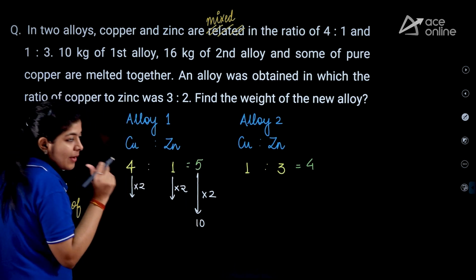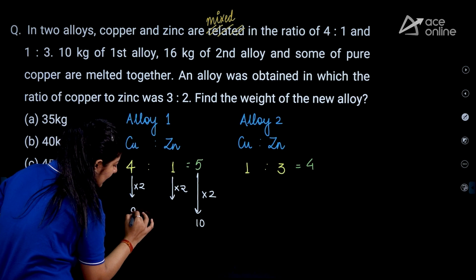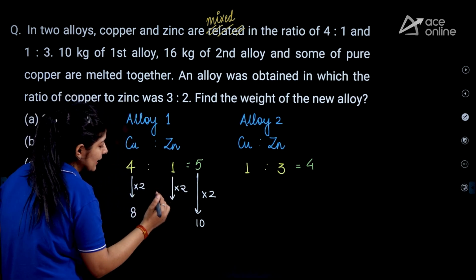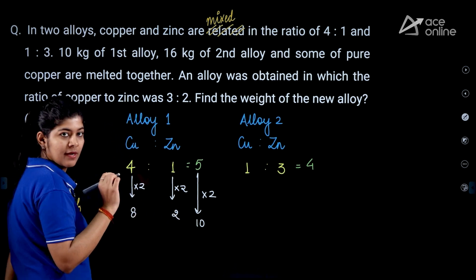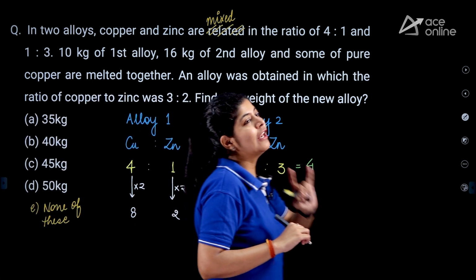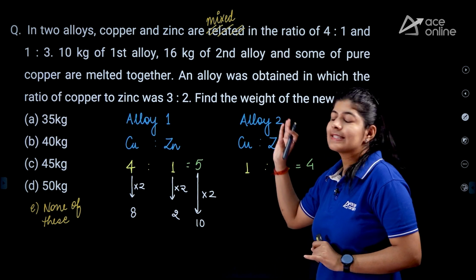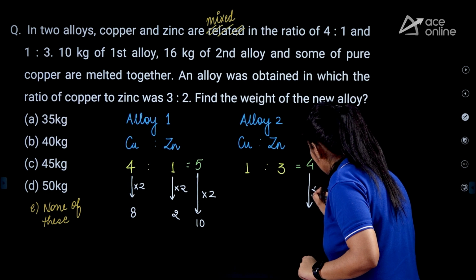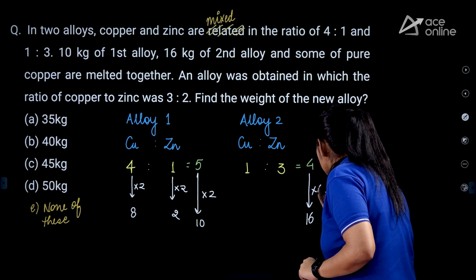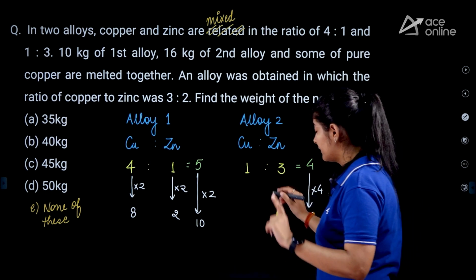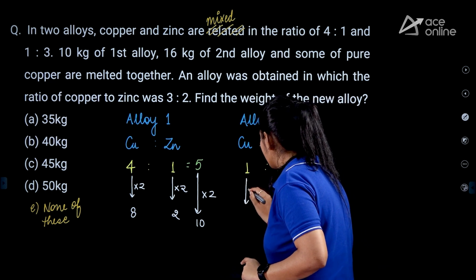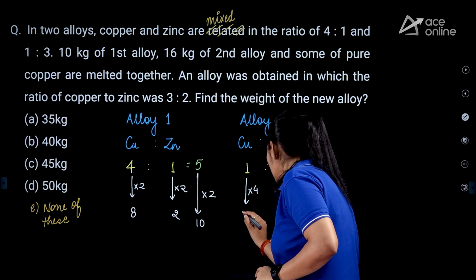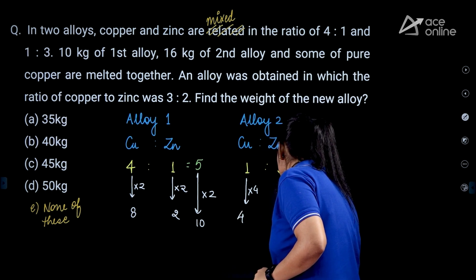So we can say that the amount of copper is 8 kgs, and the weight of zinc is 2 kg, right? Now, for alloy 2, it states that we are going to take 16 kg. So instead of 4, we are taking 16. This is a multiple of 4, so we simply multiply by 4 and 4, and here we are getting these weights.